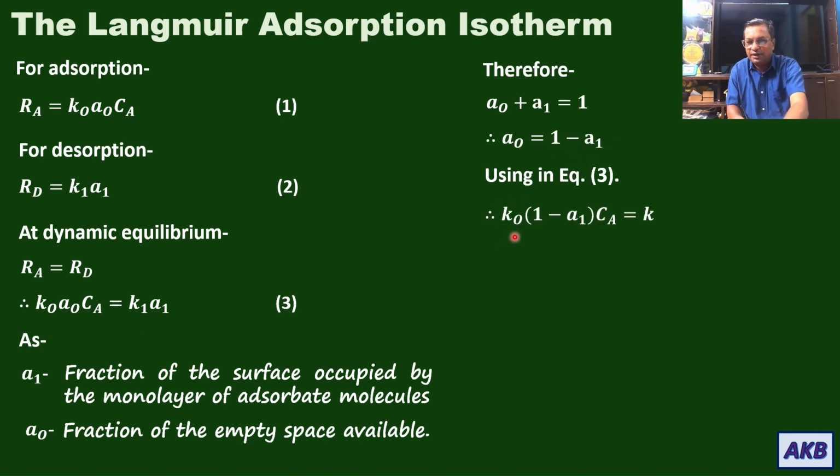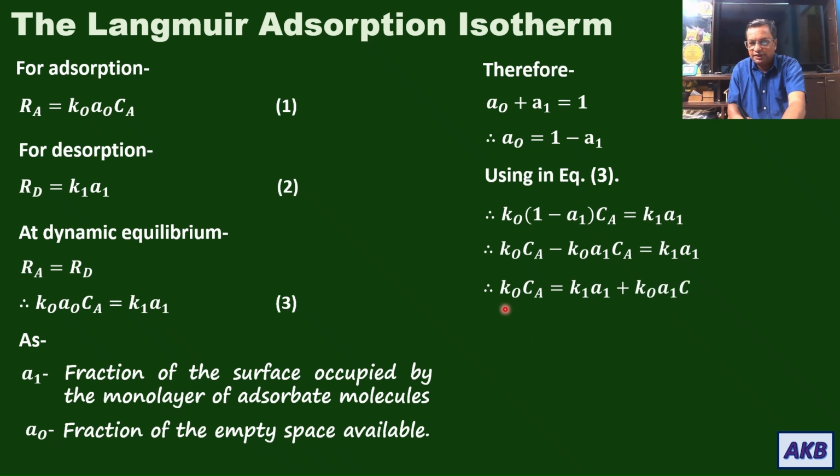If I do that, it will be K naught into (1 minus A1) into CA, equal to K1 into A1. If I simplify it, it will be K naught into CA minus K naught into A1 into CA, equal to K1 into A1. Taking the term to the other side, K naught into CA equals K1 into A1 plus K naught into A1 into CA. In the next step, I will take A1 common, so I get K naught into CA equals (K1 plus K naught into CA) into A1.